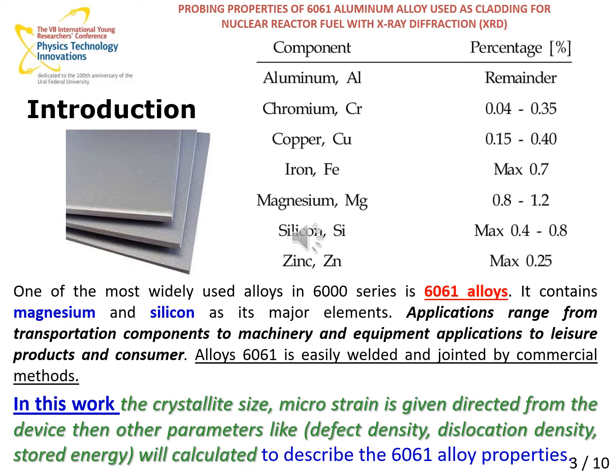6061 alloy is the most widely used aluminum alloy. It contains magnesium and silicon as the major elements, as we can see in the table presented in the slide. Applications range from transportation components to machinery and equipment, and to leisure products and consumer goods. The aim of this work is to describe these alloys' properties like crystal size, microstrain, defect density, dislocation density, and stored energy using an X-ray diffraction device.